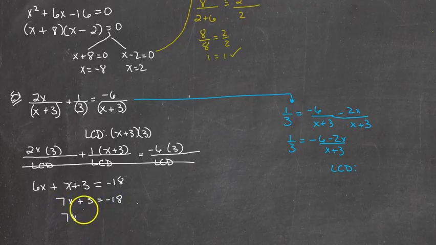7x equals 18, 19, 20, 21, -21, and x equals -3. So I only got one answer out of this one instead of 2. So one solution. I still have to check it.